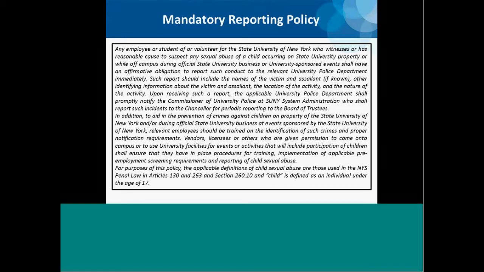Vendors, licensees, or others who are given permission to come onto campus or to use university facilities for events or activities that will include participation of children shall ensure that they have in place procedures for training, implementation of applicable pre-employment screening requirements, and reporting of child sexual abuse. For purposes of this policy, the applicable definitions of child sexual abuse are those used in the New York State Penal Law in Articles 130 and 263 and Section 260.10, and child is defined as an individual under the age of 17.